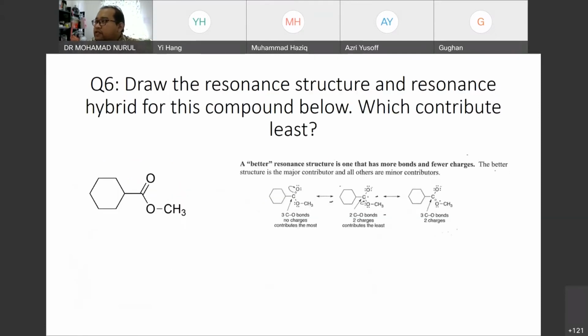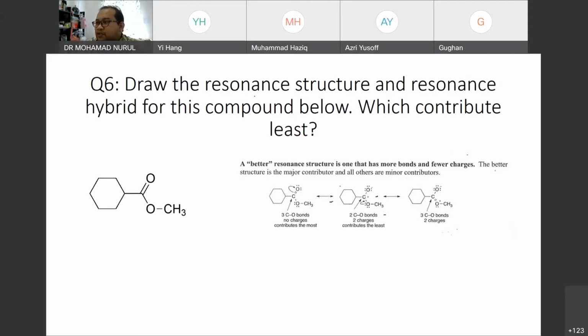Next, draw the resonance structures and resonance hybrid for the compound below, and say which contributes less. We have this kind of neutral compound, but I don't like this kind of question because you have to make the compound into ions. But this is the best example that I can show you of the major contributor or minor contributor of resonance compounds.